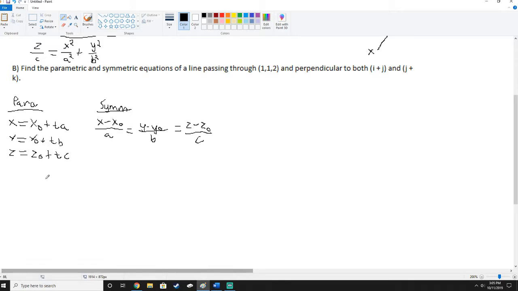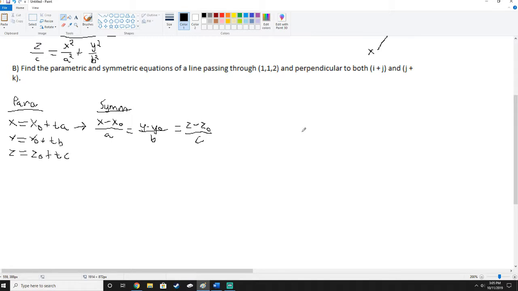When writing a parametric equation, the standard way is x equals a constant x0 plus t times a, and the same goes for y and z, with y0 and z0. For the symmetric equation, we simply set our parametric equations equal to t. From our parametric equation, we subtract x0 from x, and then divide by a on both sides, so t equals (x minus x0) over a. In essence, this is what the symmetric equations should look like from our parametric equations.